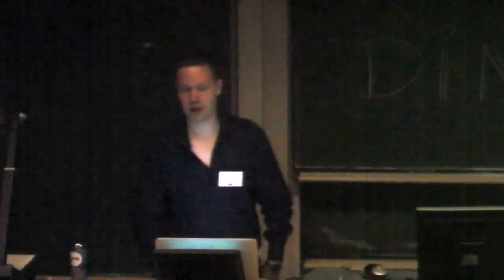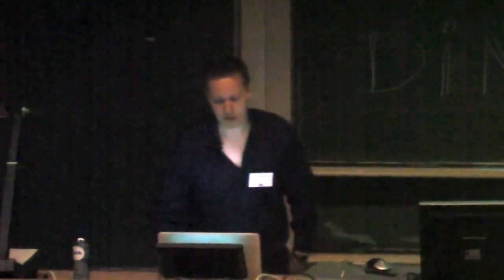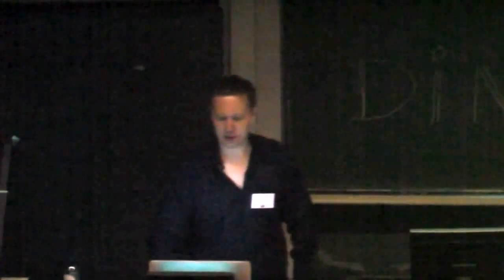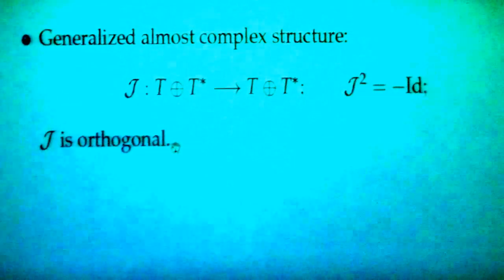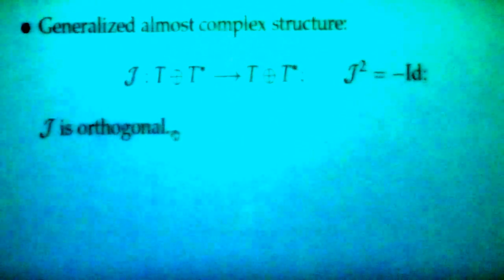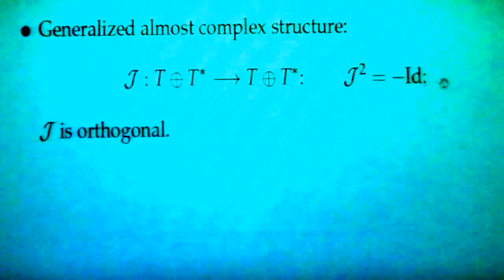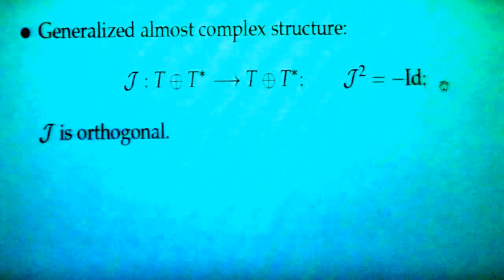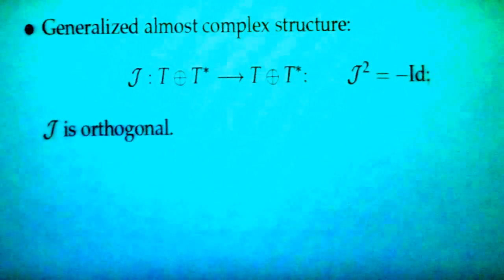Next thing that I'd like to put in T plus T star is at least an almost complex structure, so I don't have integrability yet. So an almost complex structure is just a bundle automorphism, again, which should be orthogonal with respect to the pairing, because the pairing is there and should always require things to be compatible with it. And you require that it's a complex structure, squares to minus 1. So that's all. It's really just a complex structure on T plus T star which is compatible with the pairing.